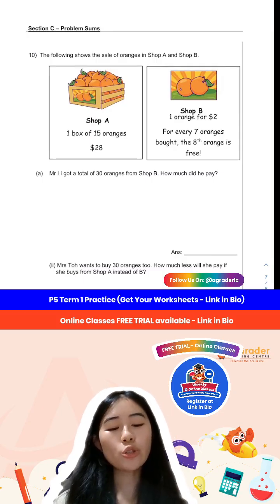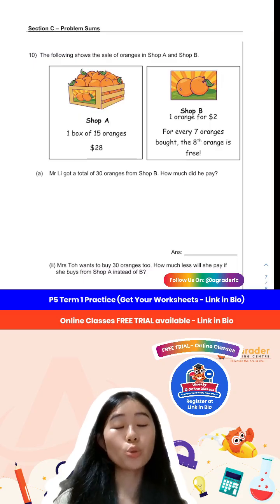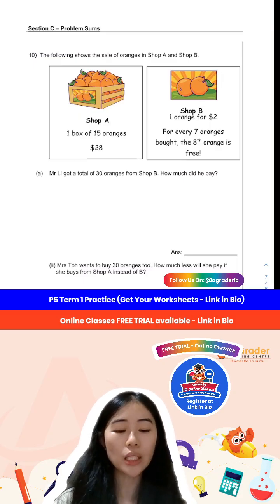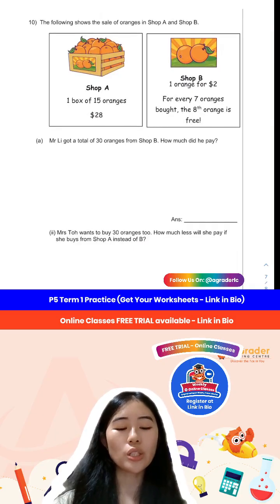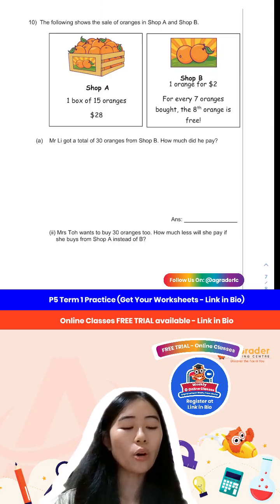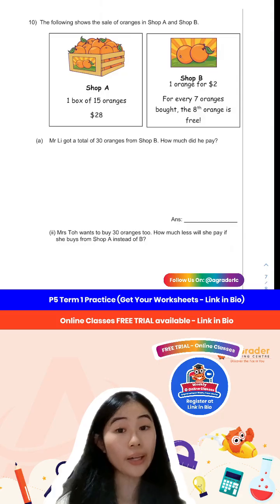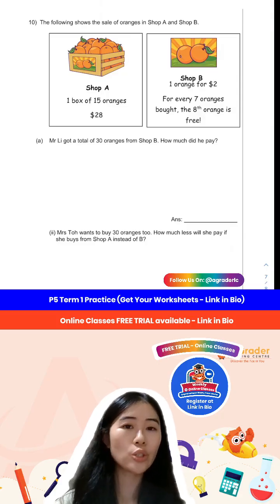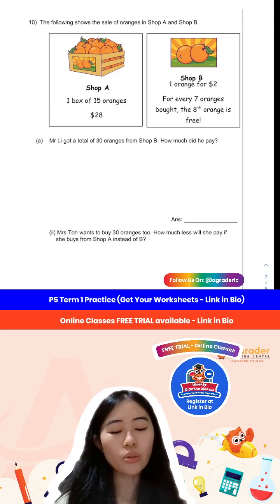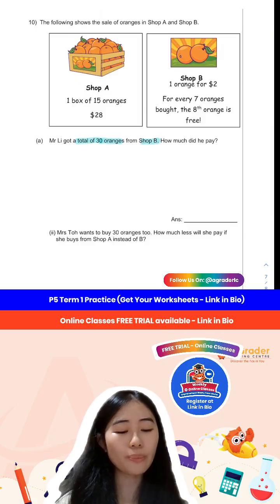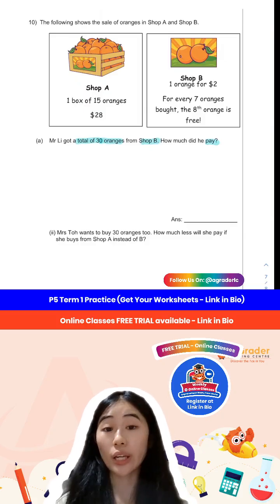So the following shows the sale of oranges in two shops, shop A and shop B. Shop A is selling a box of 15 oranges at $28. For shop B, one orange is sold at $2, but for every 7 oranges that you buy, you get the eighth orange free. For part A, they are asking: Mr Lee got a total of 30 oranges from shop B. How much did he have to pay for that?